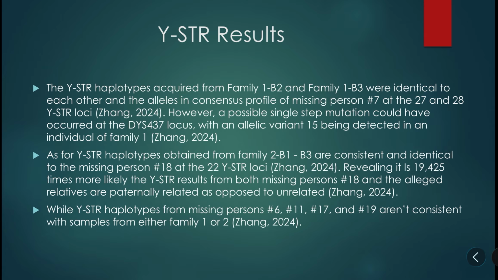As for Y-STR haplotypes obtained from family 2b1 through b3, they are consistent and identical to the missing person number 18 at the 22 Y-STR loci, revealing it is 19,425 times more likely that Y-STR results from both missing person number 18 and the alleged relatives are paternally related as opposed to unrelated, while Y-STR haplotypes from missing person number 6, number 11, number 17, and number 19 aren't consistent with samples from either family 1 or 2.